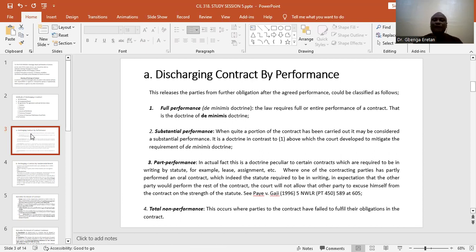Now, when you talk about full performance, as the name connotes, full performance simply means all the parties involved in that contract perform the responsibility that is agreed in that contract.